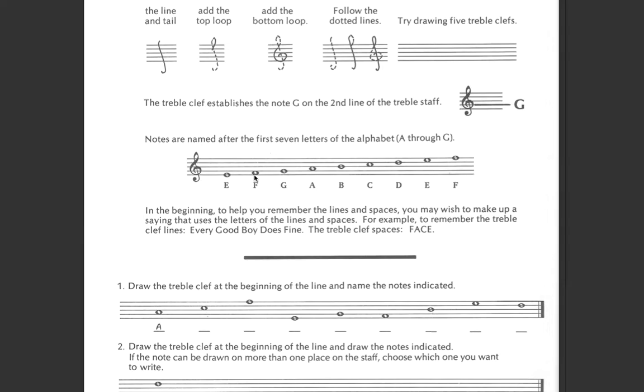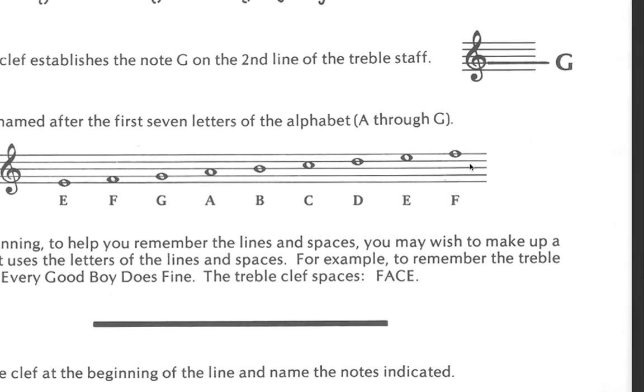Easy way to remember the spaces is just remember that the spaces from low to high spell face. F, A, C, E. So you can use those acronyms, kind of shortcuts, to help you identify the note names on lines and spaces quicker. Okay? For example, like that space right there, that space is going to be, well, the space is spelled face, F-A-C. So that space is going to be C.